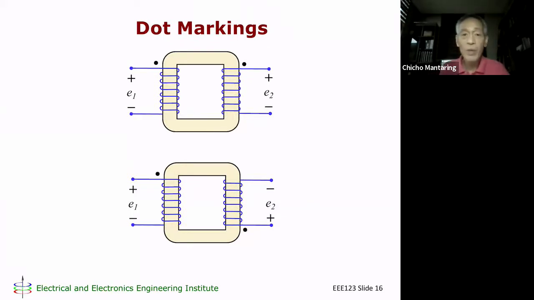Okay? So importante yung dot markings, no? Because if you, for example, follow the dot markings, then you know that E1 and E2 will be in phase. In this case, kung mali yung dot marking natin, we assume, let's say, that this is the dot, but the coil is wound this way, ang E1 will be 180 degrees out of phase with E2. Or E1 will always be the negative of E2. So the dot markings are important.